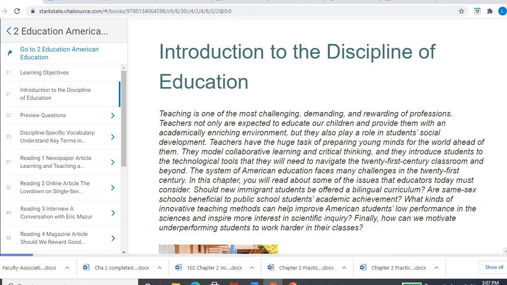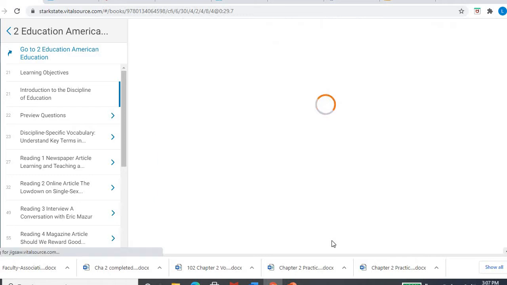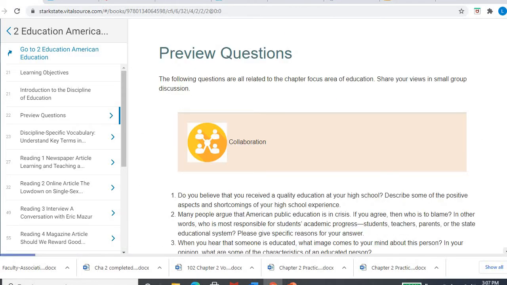Our content area in chapter 2 is education. Our reading skill is determining meaning from context. But this will introduce you to the kinds of concepts that our readings will focus on. And to navigate, you can keep pushing down on the arrow buttons down there, or you can navigate along the side, whatever is easiest for you.